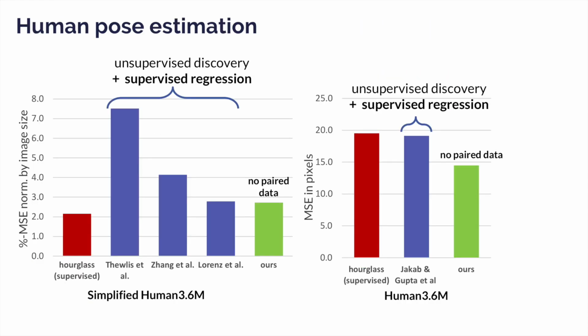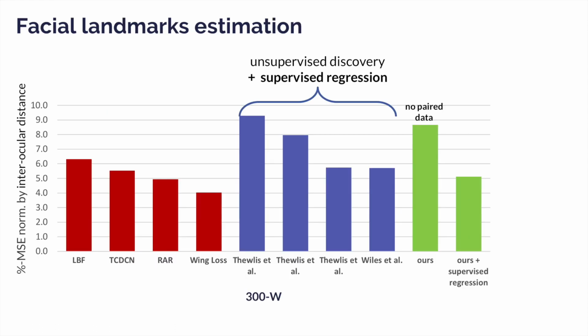We outperform the state-of-the-art unsupervised landmark discovery methods on the Human3.6M benchmark. Please note that these methods discover object landmarks in an unsupervised manner and later train a linear regressor using labeled training data. However, our method does not use any annotated images here. We also outperform all self-supervised learning methods for facial landmarks.